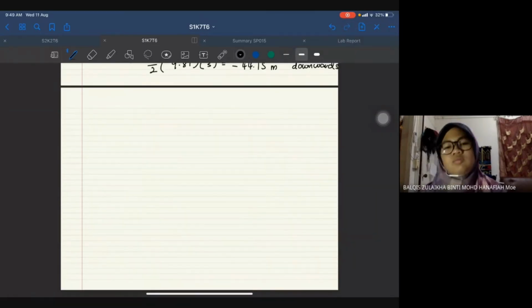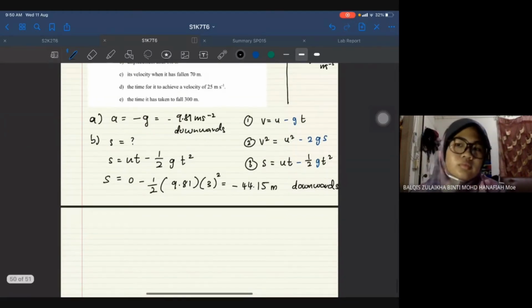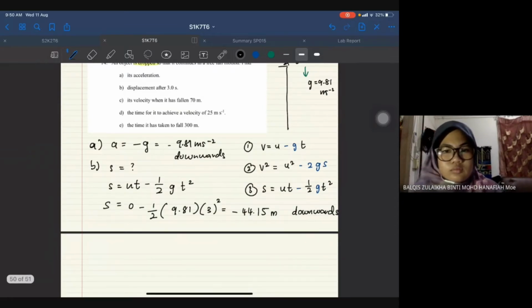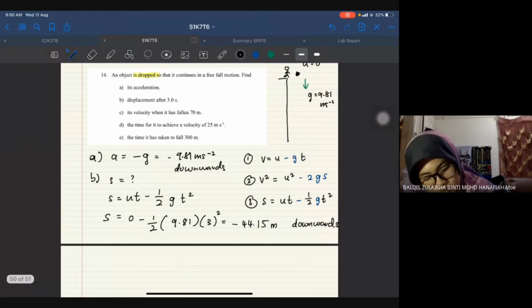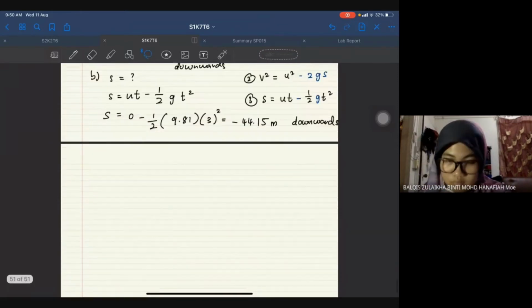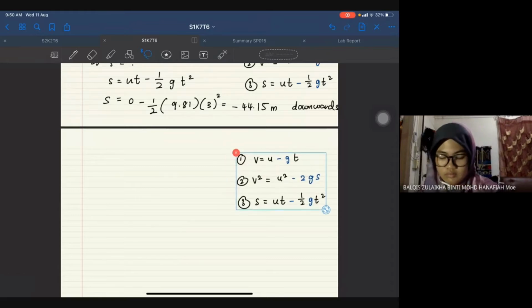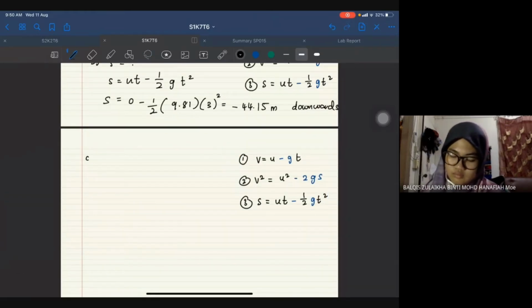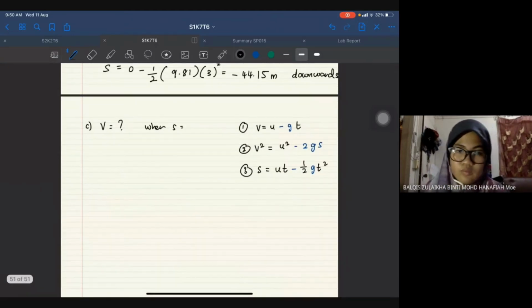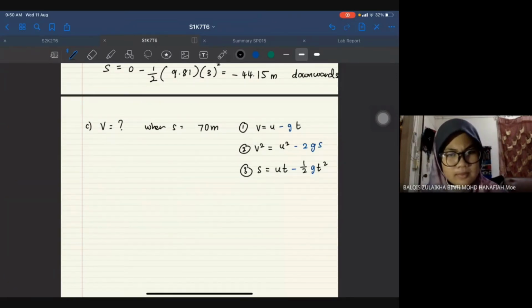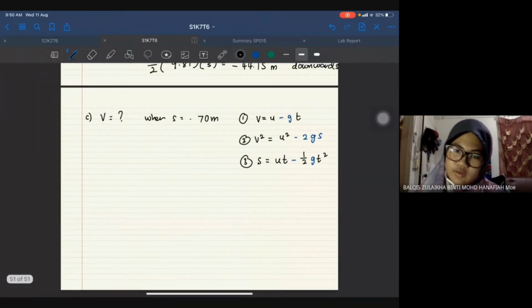Usually for right and left, we say to the right or to the left. For upwards and downwards, that is usually the meaning. That is the easiest way to write it. Anything with the same meaning is fine. Okay, C is the velocity when it has fallen 70 meters. This question wants velocity, v, when s equals 70 meters. Is that right or wrong? Negative 70, because it is downward.